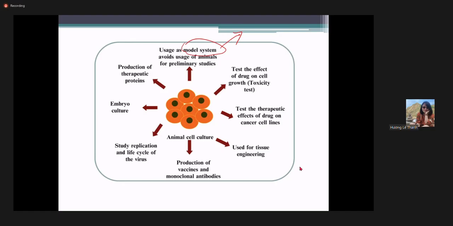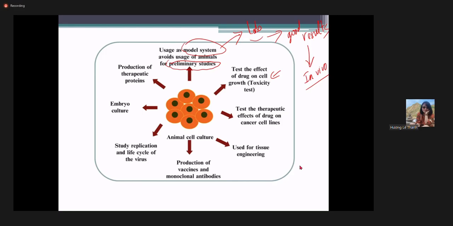So cultured animal cells can be a model system to reduce the number of animals used for preliminary studies. It actually works in my laboratory. We use numbers of cell cultures to test the drugs. We call them preliminary studies. If we have good results, we can move to the step where we do in vivo, so we use animals to test our compounds. And we also test the effect of drugs or toxicities.